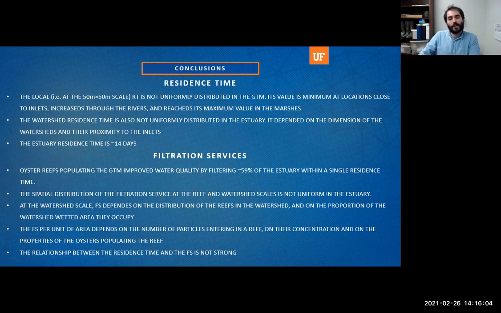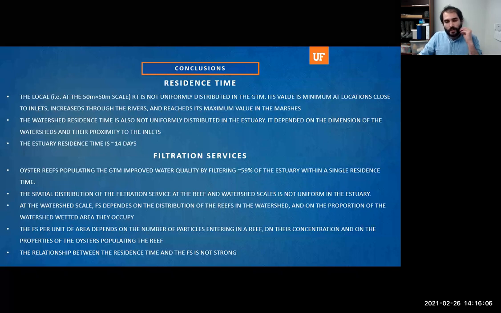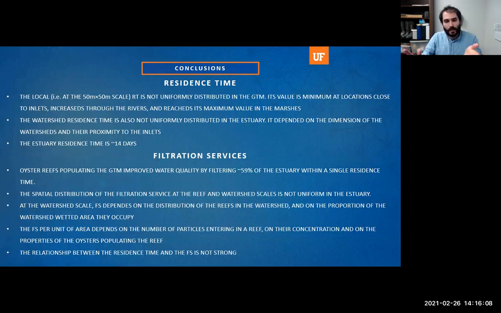And so basically after 2 weeks, the GTM estuary has a filtration of 80%. So we filter a lot of the pollutants inside our estuary. Then the spatial distribution of the filtration services at the reef and the watershed scale is not uniform in the estuary. At the watershed scale, the filtration services depend on the distribution of the reefs, as I said before, and on the proportion of the watershed wetted area, that is the intertidal area they occupy.